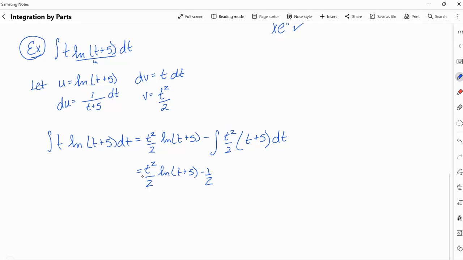uv minus the integral of v du. I forgot the fraction there. Sorry about that. So I pulled that factor of 1/2 out. So now I've got the integral of t squared over t plus 5 dt.